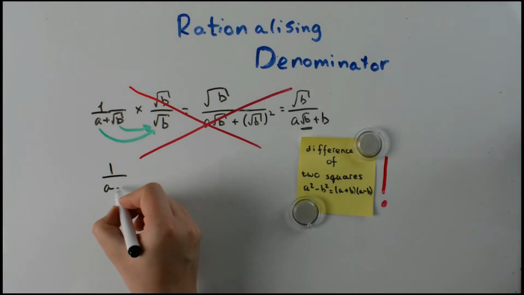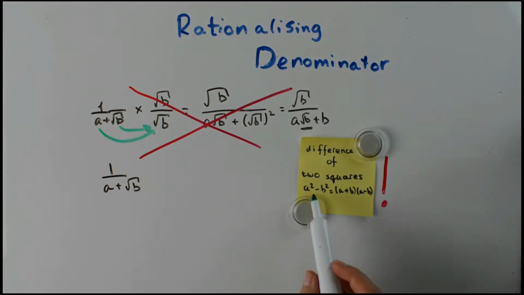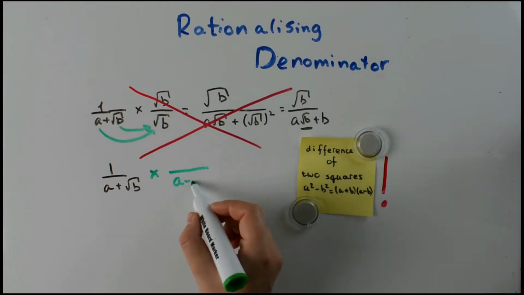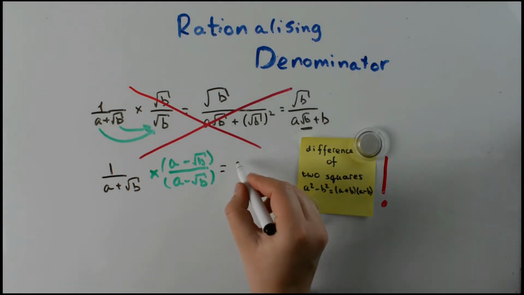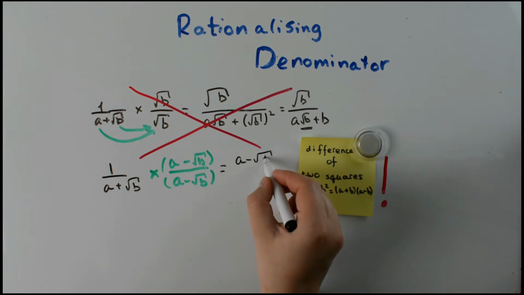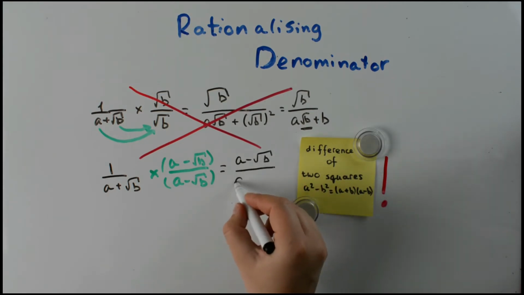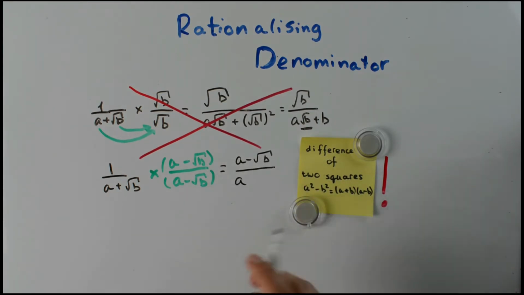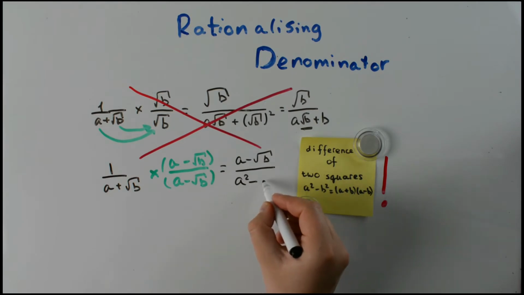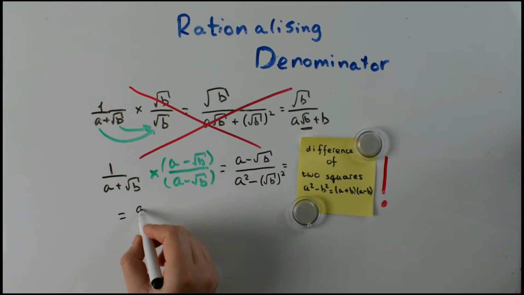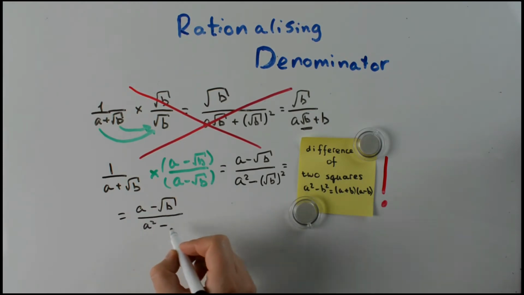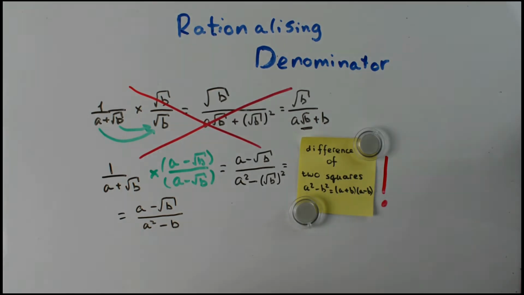So what you need to do is use the difference of two squares. So as you can see, there are two brackets with plus and minus, and that will give you the square of both numbers when you times those brackets. So we're going to times our original fraction by the same denominator as we had, but with a different sign, as you can see in our example. Okay, and the top will simplify as a minus square root of b, and the bottom is just a squared minus b.